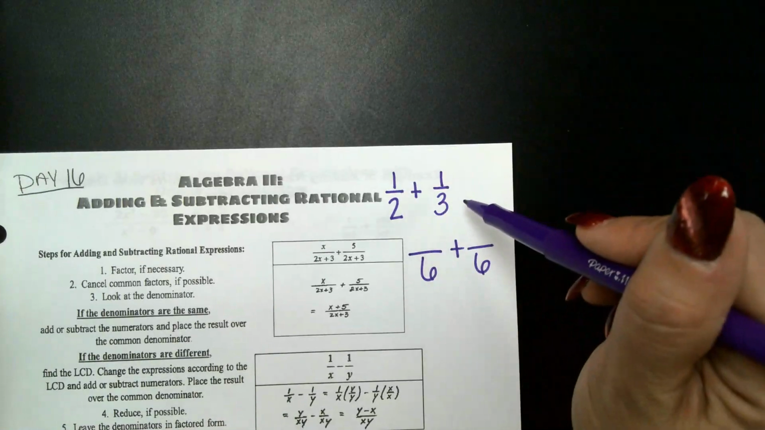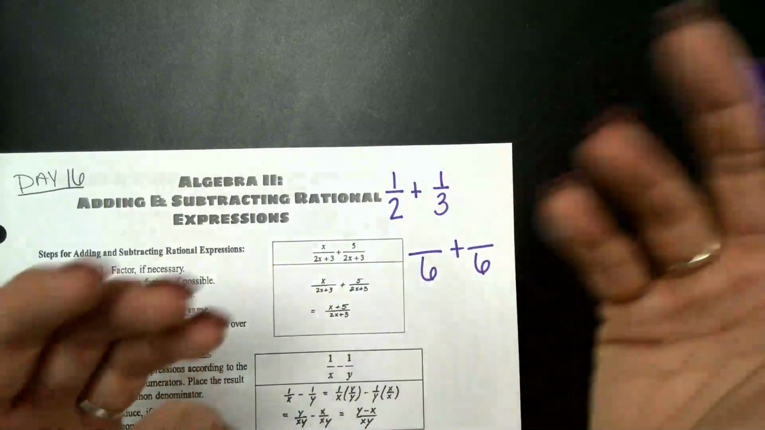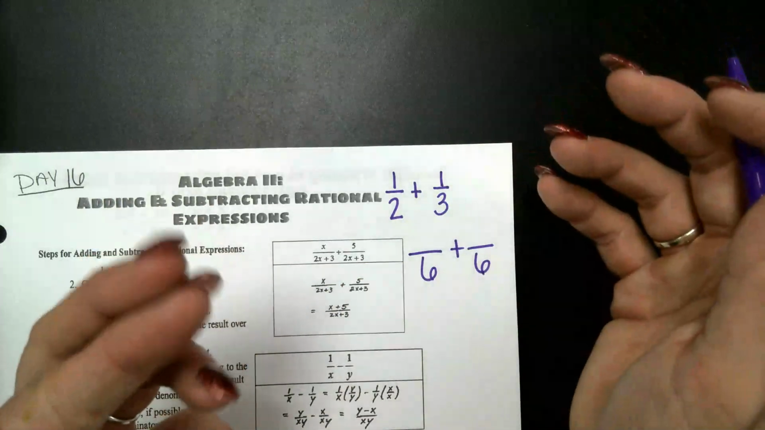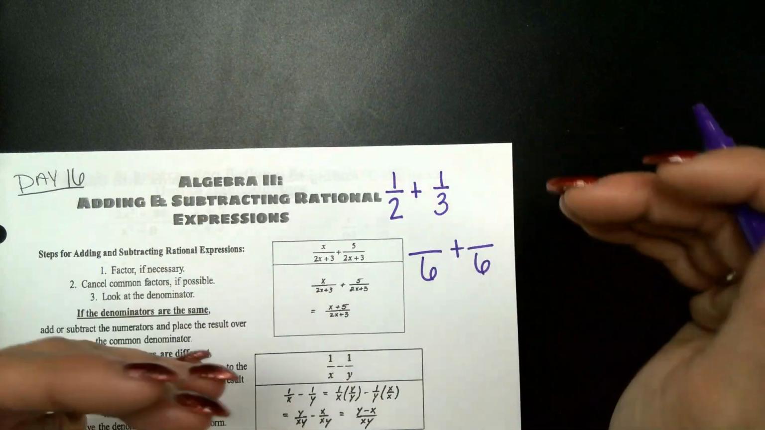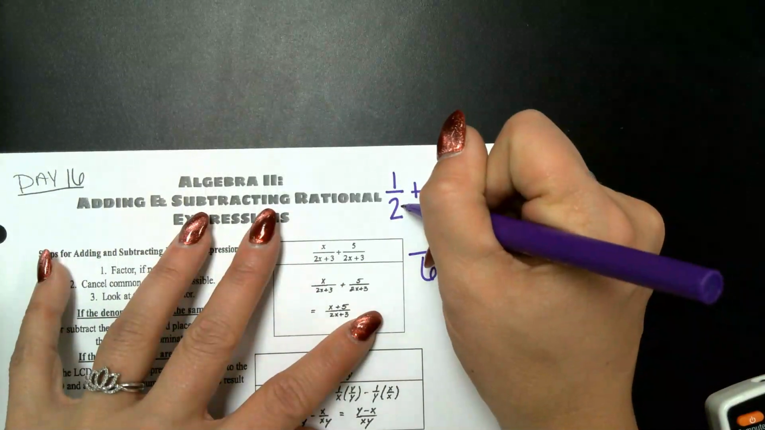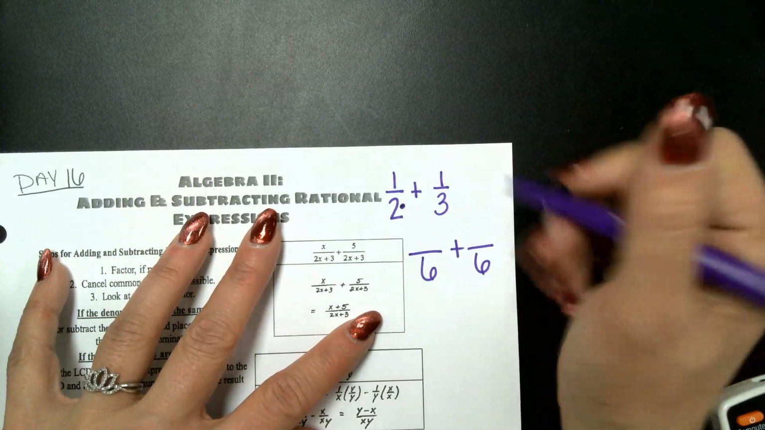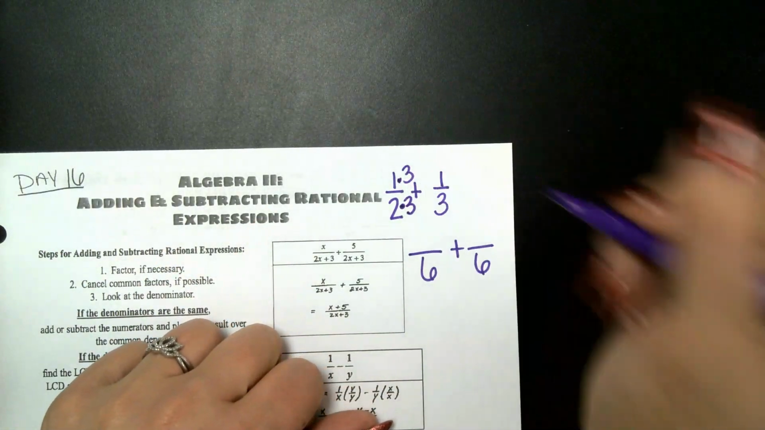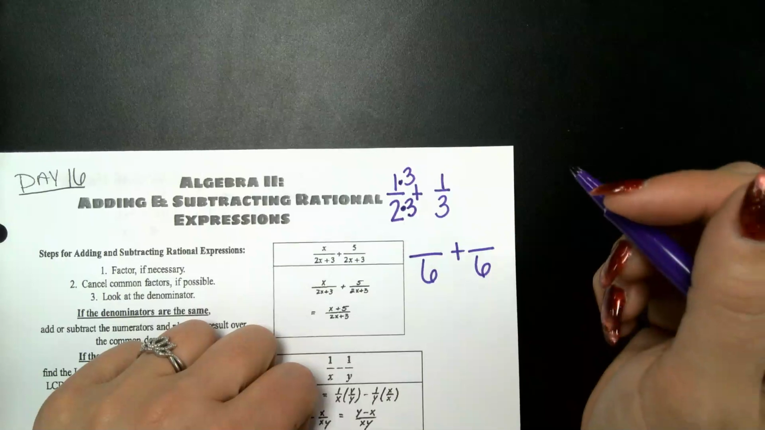So 2 times 3 would be 6. So that was the fastest way to find a common denominator. It's not always going to be the least common, but in this case it was. What did I multiply 2 by to turn it into a 6? 3. And whatever you multiplied the bottom by, didn't you have to multiply the top by? Yes. That's what you would have done.